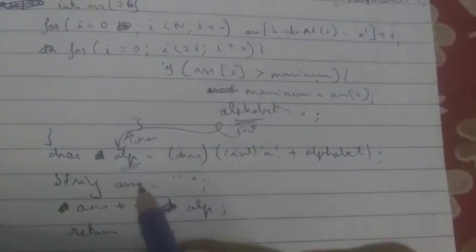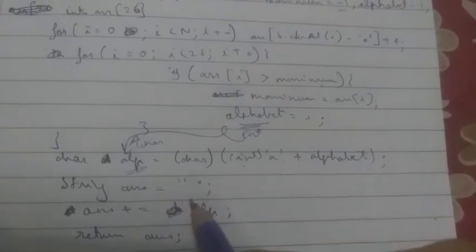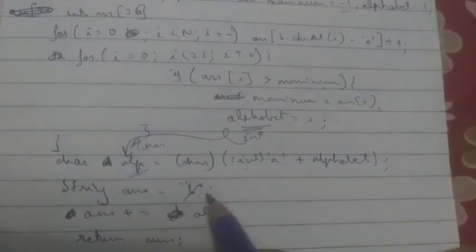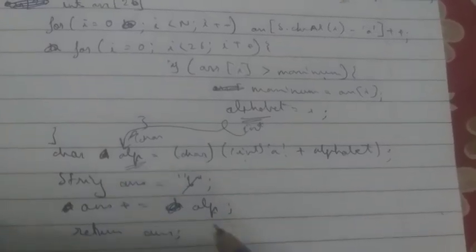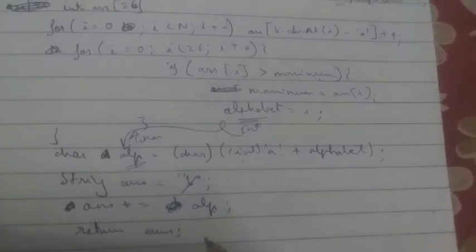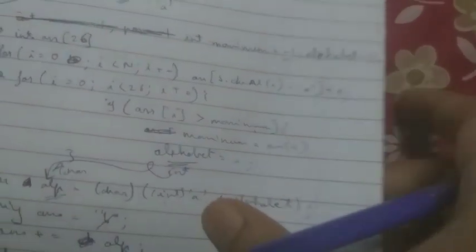So string answer equals blank. This is a blank one, and answer plus equals alp, that is the alphabet, and then we return the answer. So this was the code for this. This was a dry run of the code. In this case, if s equals 'a', there is only one character in it, so we are going to return 'a'.